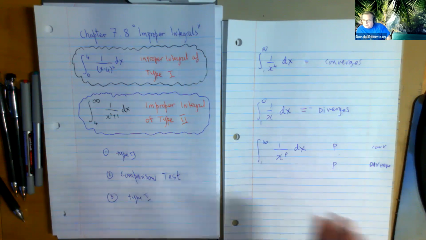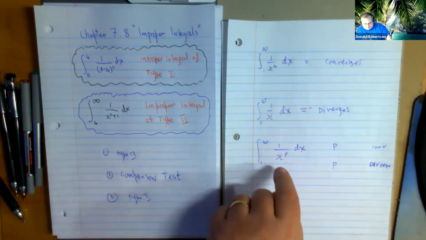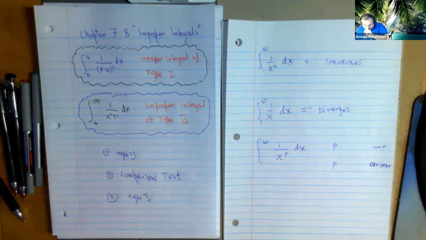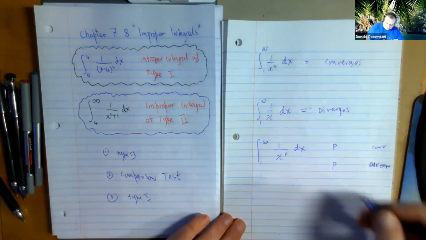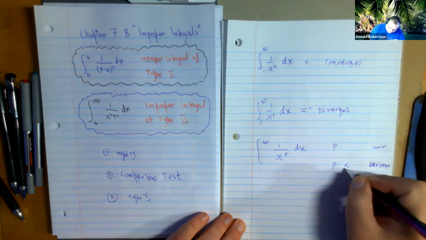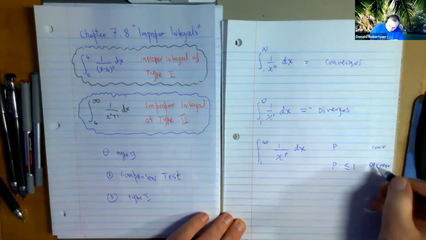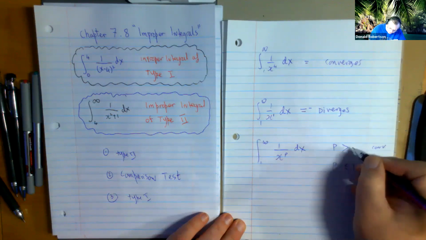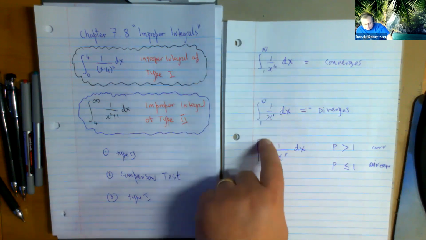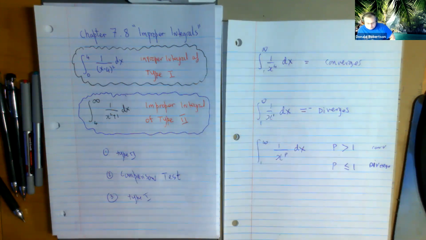So there's a kind of sweet point where it goes from things that converge to things that diverge. And the changeover point is at 1. So if p is less than or equal to 1, it diverges. And if p is greater than 1, it converges. So that means we have a very shortcut way of telling how these behave.